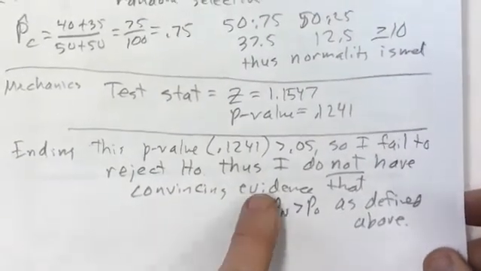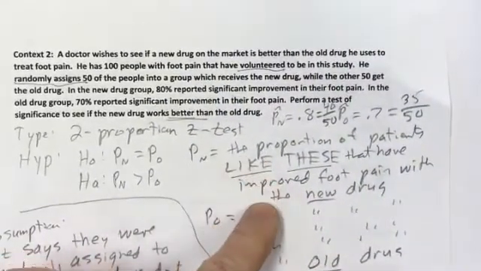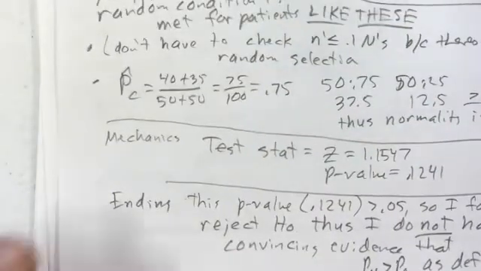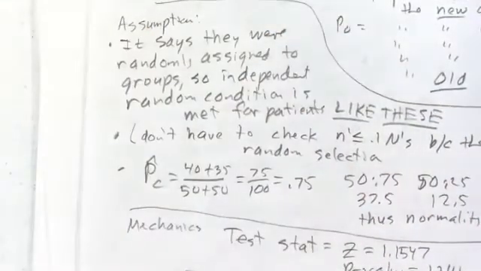So I'll go ahead and rewrite it: p sub n is the proportion of all patients like these that have improved pain with the new drug, and so forth. And let's see, did it ask us anything else? No, that's it. Okay, great.